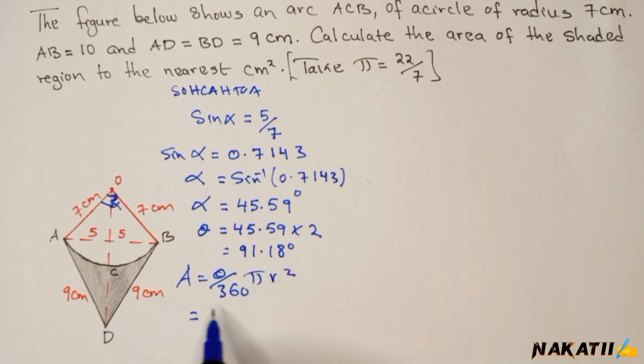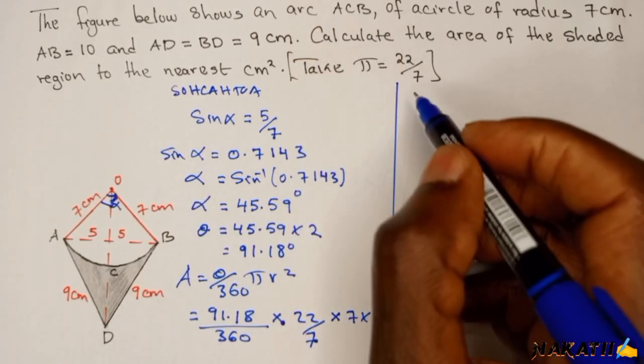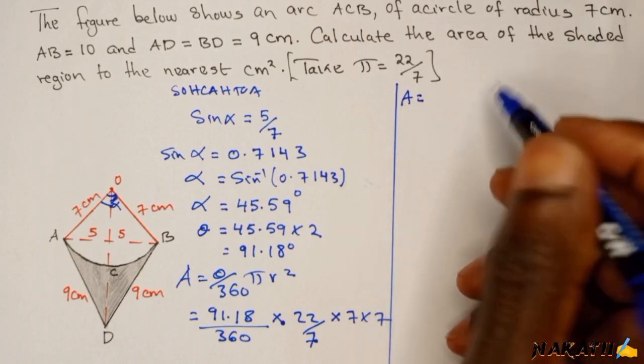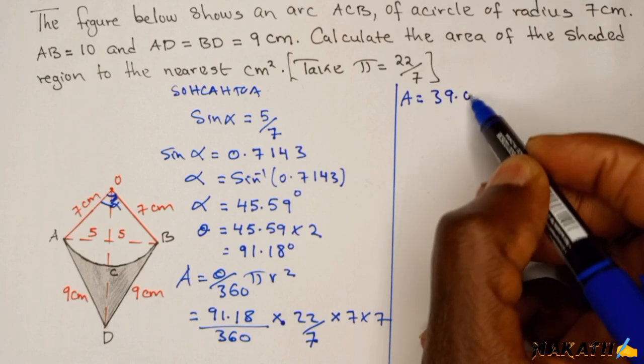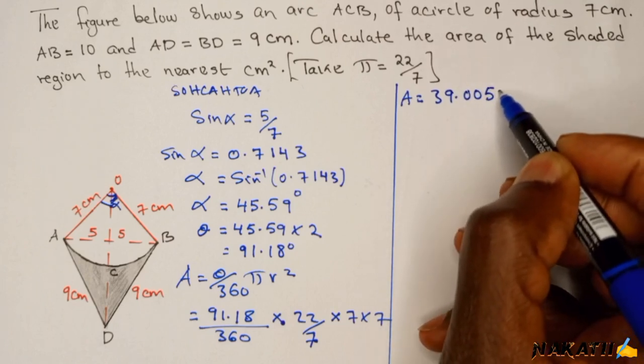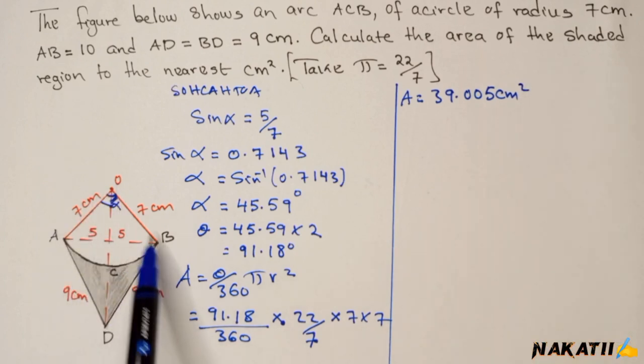This will give us 91.18 divided by 360 times 22/7 times 7 times 7. If you do that, using your calculator, you'll get area is 39.005 centimeters squared. This is the area of this sector here.